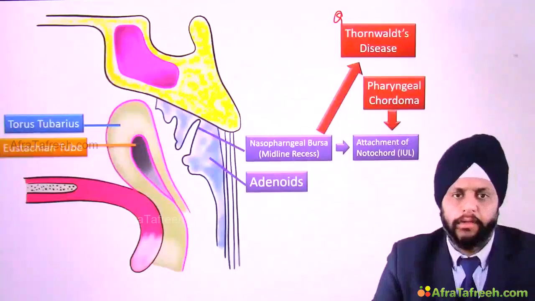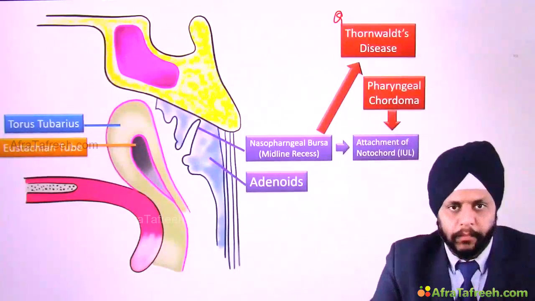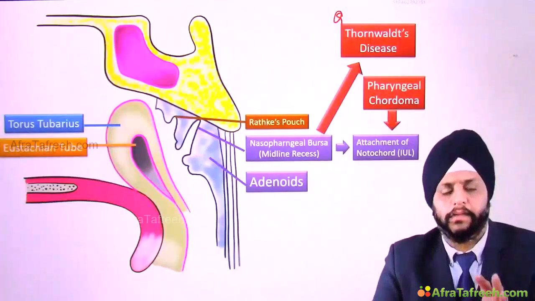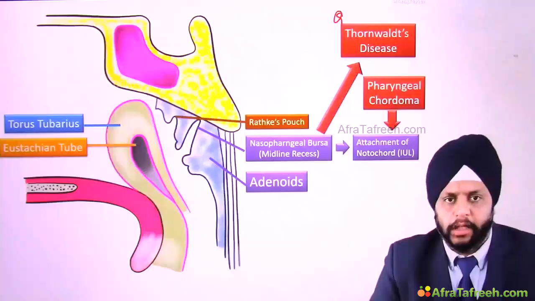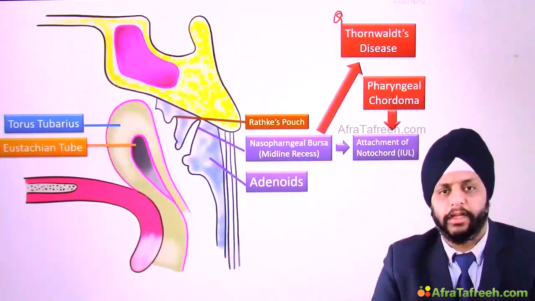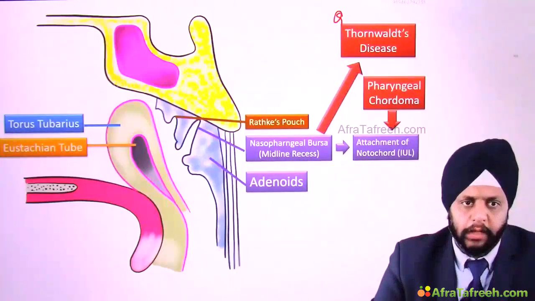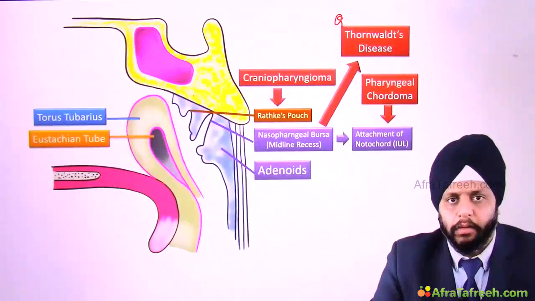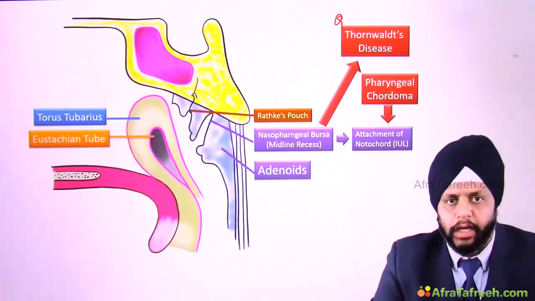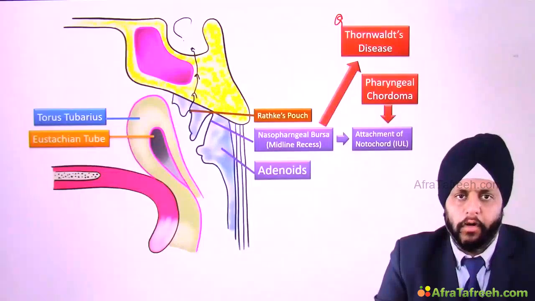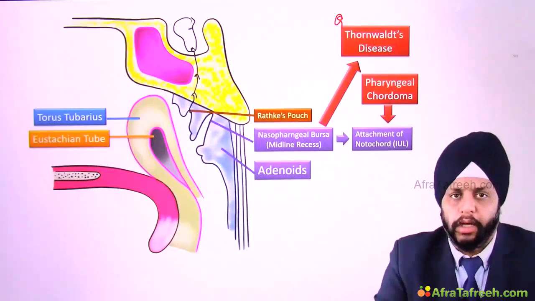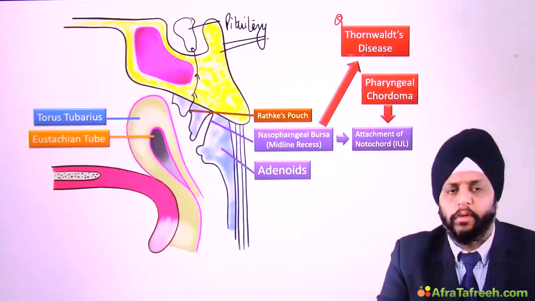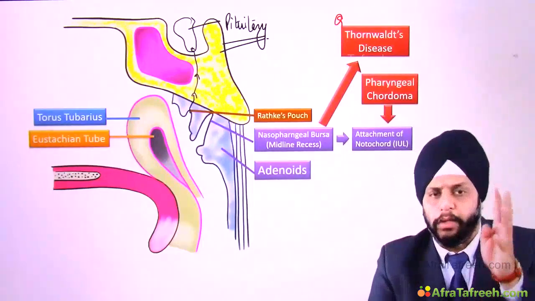Now let's look above this nasopharyngeal bursa. We see a small pouch, and that is known as Rathke's pouch. What is the significance of this Rathke's pouch? It is significant in embryonic life because from here the pharyngeal mucosa invaginates, goes up and forms the anterior lobe of the pituitary gland. So pharyngeal mucosa goes from the Rathke's pouch up into the cranial cavity.